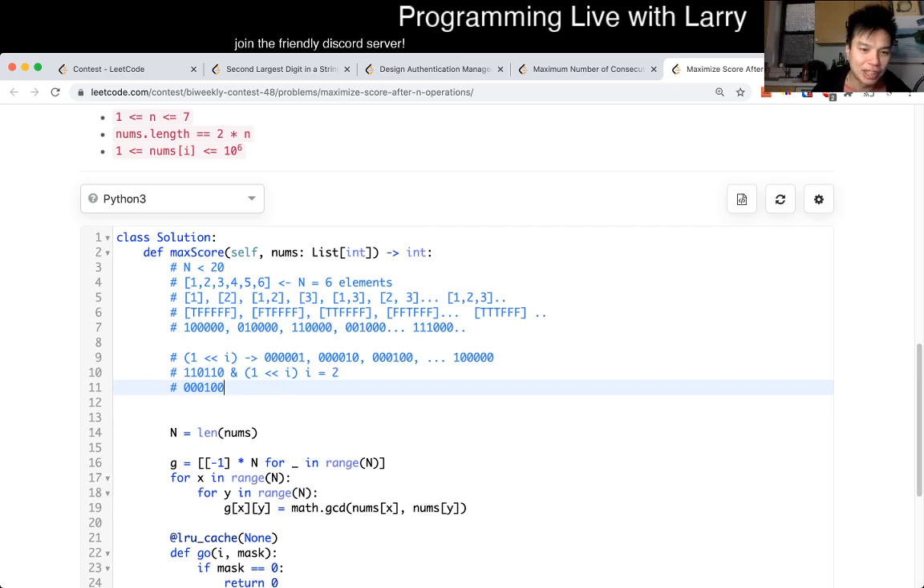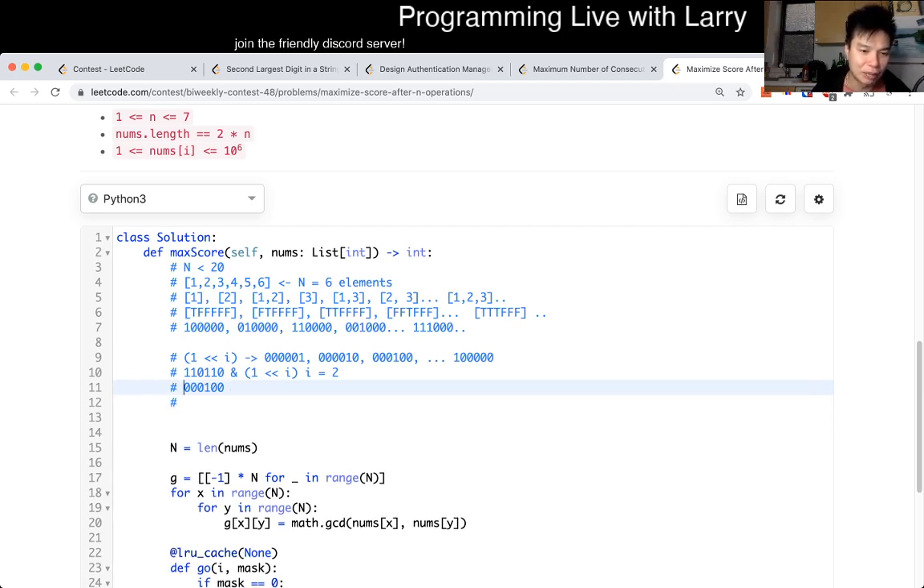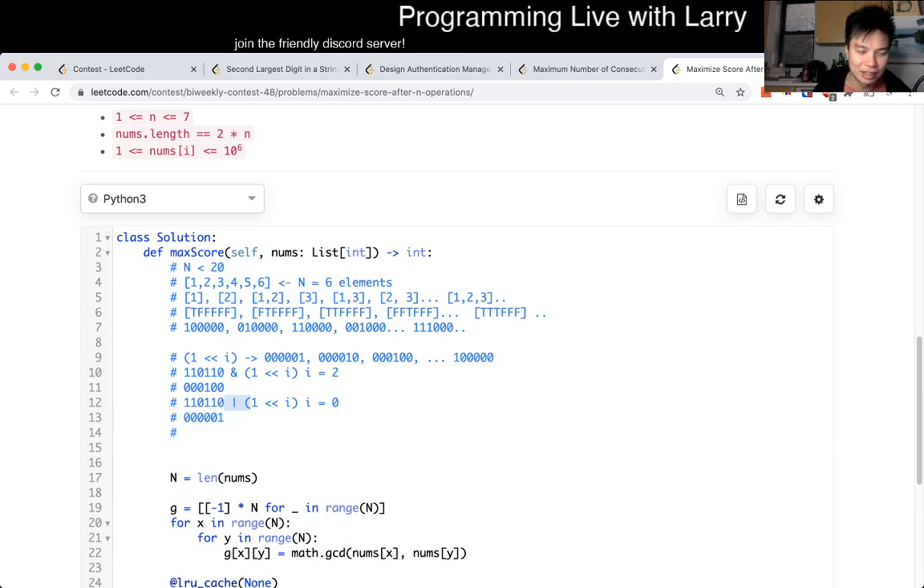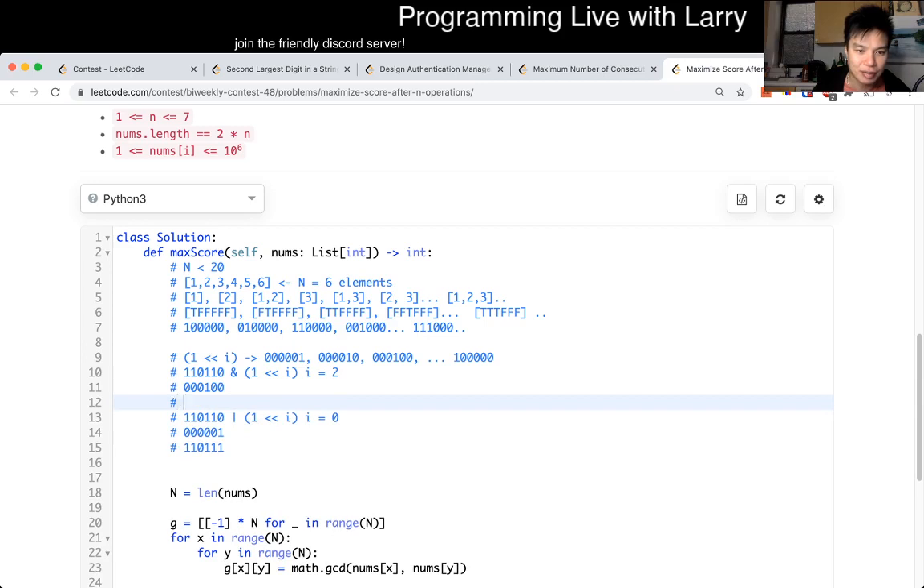You have the OR operation, which is also the same idea, except it flips it. So if you have this, where i is equal to, say, 0, then you have these, and when you flip with the OR operation, you get this, right? Right, so that's the AND operation, and this is the OR operation.